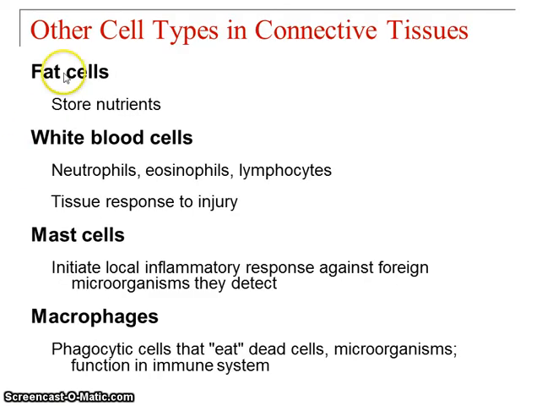Other cells that you'll see: fat cells, adipocytes. Those are fat cells. White blood cells, mast cells, and macrophages. Those are all part of immune response. They're all white blood cells and their derivatives.